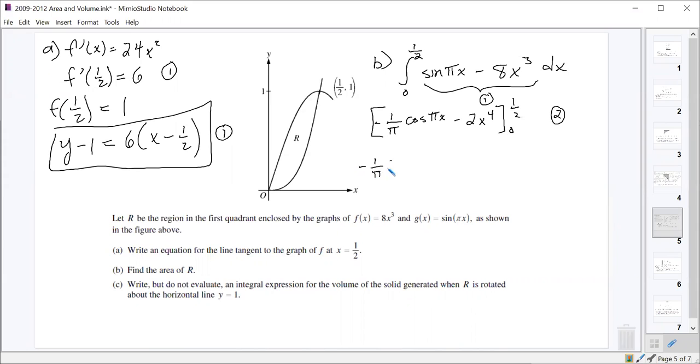So negative 1 over pi cosine pi over 2 minus what's 1/2 to the 4th. Should be a 16th, and then times the 2 should be an 8th. And then we'll subtract negative 1 over pi cosine 0 minus 0. And the cosine of pi over 2 is what? That should be 0. So that whole term goes away, right? And cosine of 0 is 1. So we end up with negative 1 over pi, which would be positive 1 over pi minus 1/8. And that was worth a 4th point for that part. Any questions on part B?